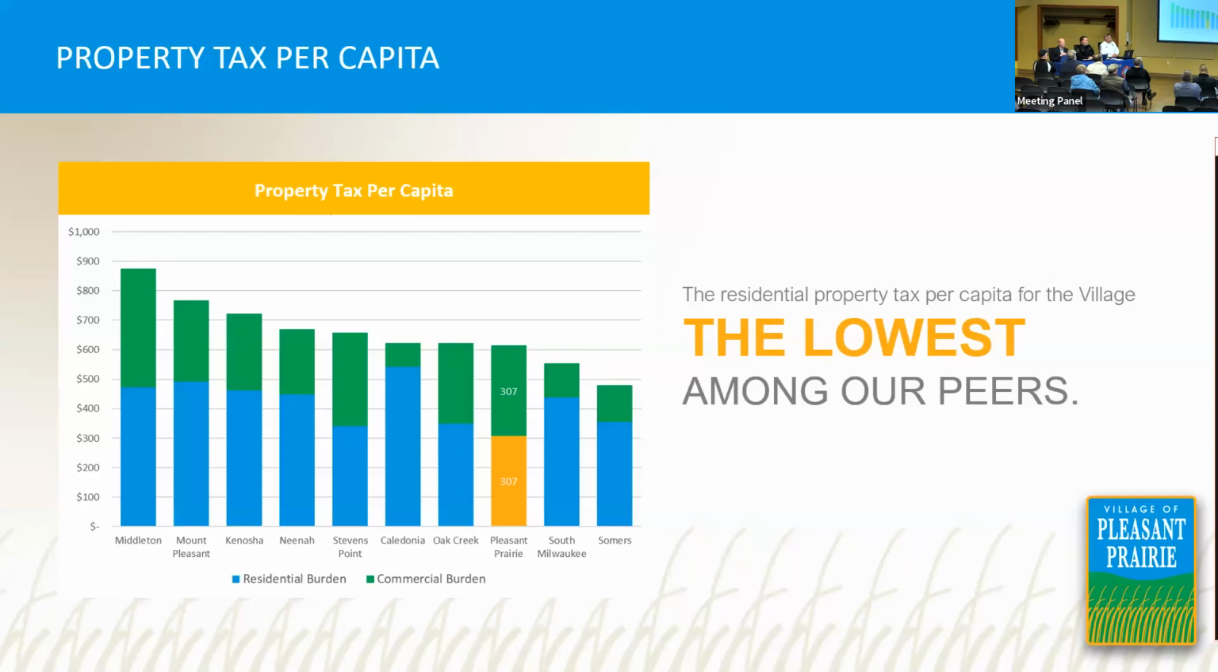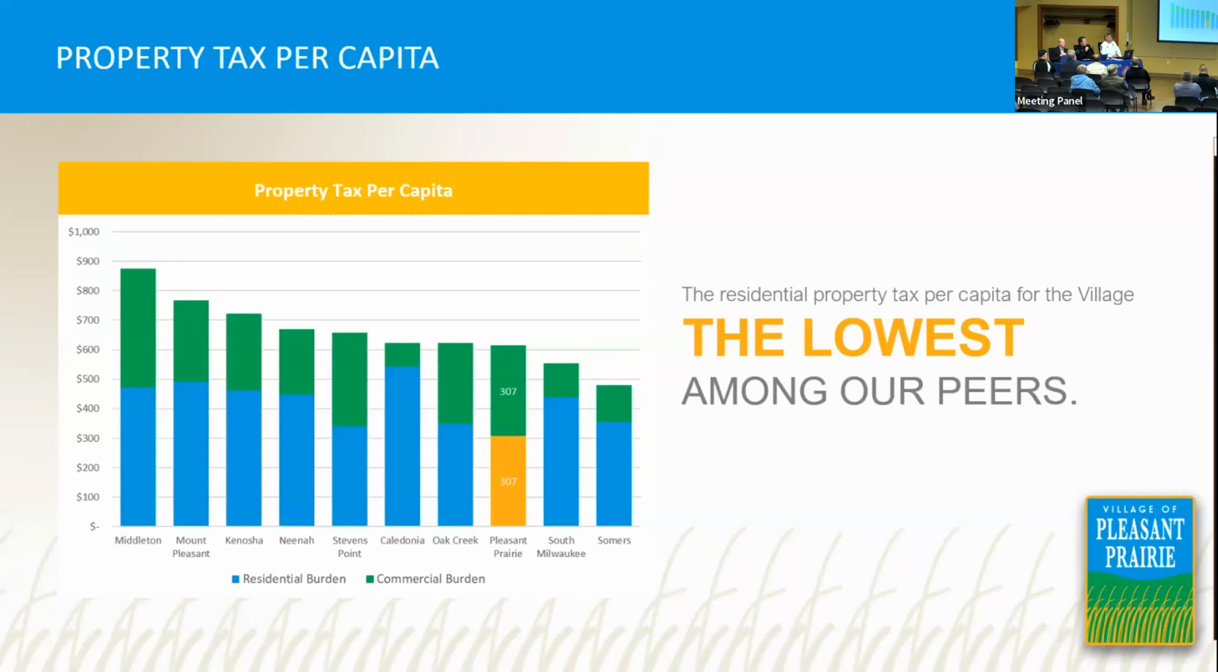So entities like Stevens Point or Neenah, Wisconsin, I think are in here. But it also includes Kenosha and Summers and South Milwaukee and Oak Creek. So all the villages and communities, municipalities that are in our region, as well as some comparables across the state. When we split up the per capita costs by a burden share between residential and commercial, we learn that Pleasant Prairie, among our peers, ranks one of the lowest in property tax per capita.